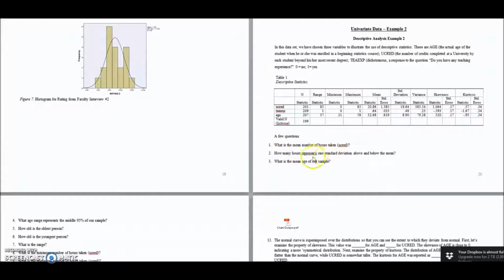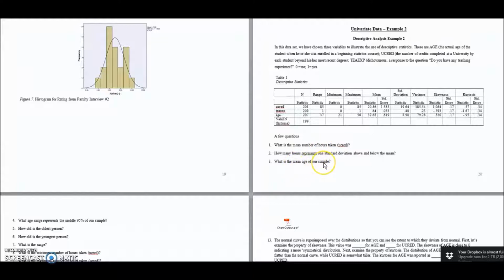How many hours represent one standard deviation above and below the mean? Don't forget, above the mean plus 1 standard deviation, below the mean minus 1 standard deviation. But here you're not given the standard deviation. You're finding out how many hours are represented. So I'm going to let you do this. This is exactly what we've been talking about in example 1 also.